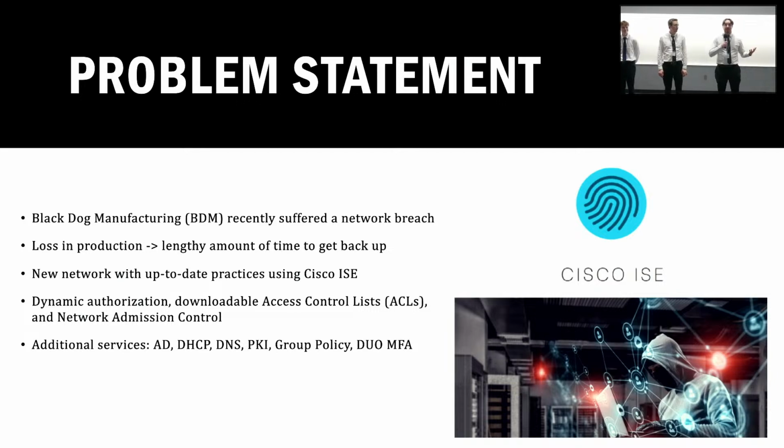For those who don't know about Cisco ICE, it is an identity management solution. It has plenty of other features like downloadable ACLs, dynamic authorization, network administration control, and so on. Also, with additional services for Black Dog Manufacturing in their proof of concept, there is Active Directory, DHCP, DNS, PKI, group policy, and multi-factor authentication with Duo.